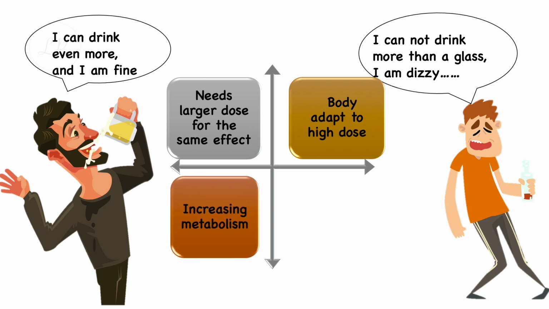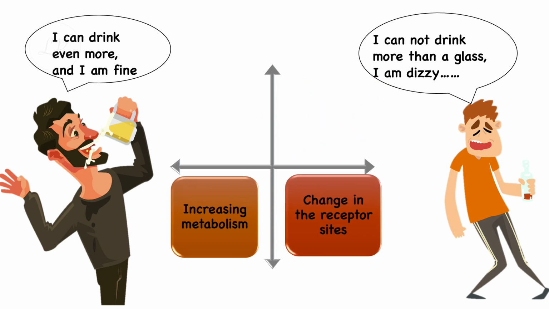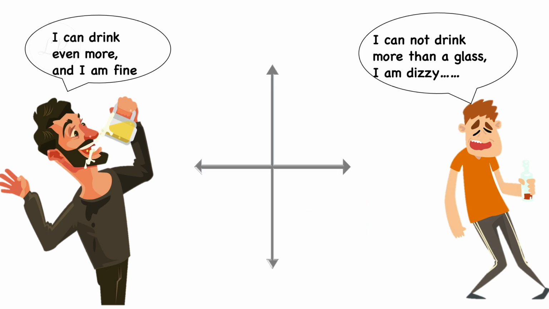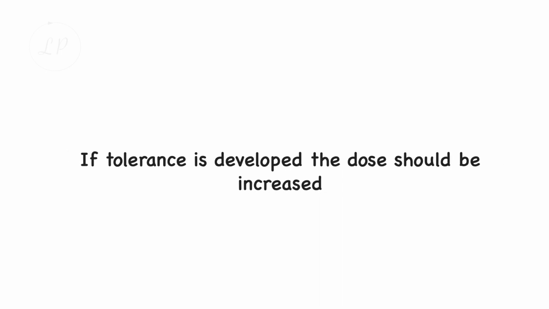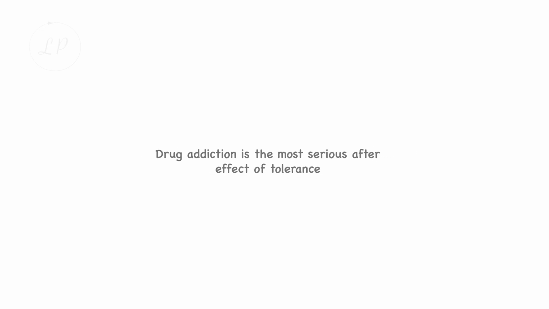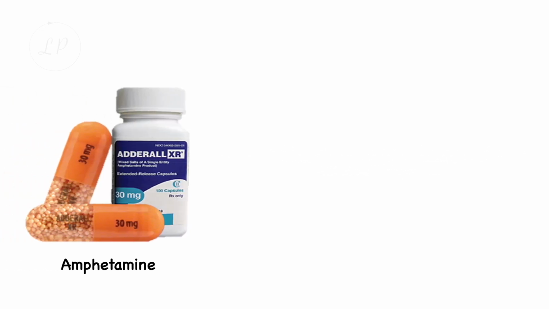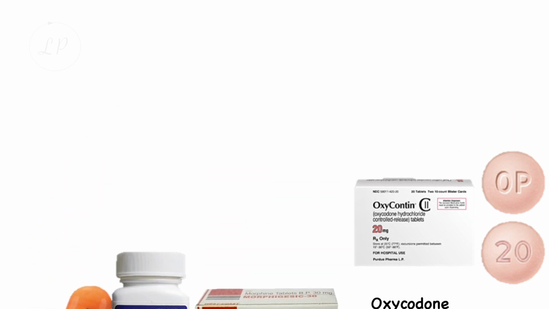It is the body's adaptation to higher doses of drugs. The body exhibits this phenomenon in order to tolerate a high dose. The body has made some alteration in the metabolic process and receptor sites. Serious dose increments can be done with these drugs. It is also important to know that the drugs which show tolerance are prone to addiction. Amphetamine, morphine, and oxycodone are some examples of drugs exhibiting tolerance.